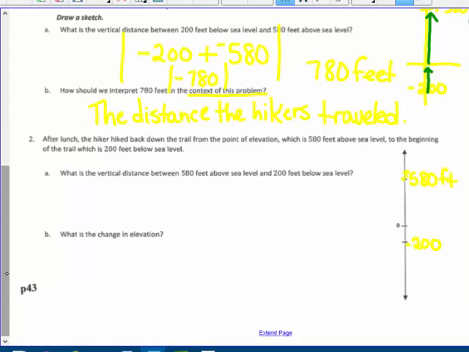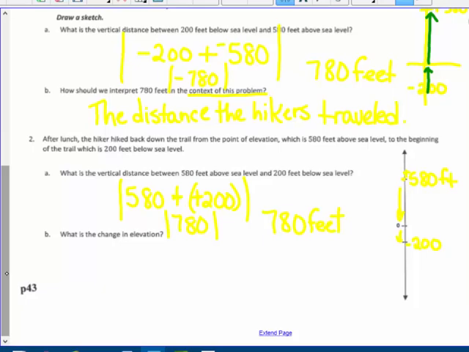So now we're up here, they had lunch, and they're hiking back down, and then going back down to their point, which is below sea level. So 580 minus our negative 200, and put that in the absolute value symbol. So we know that we're going to change this to add the opposite. So we're going to add those numbers together, and we get 780's absolute value, which is, yes, the same distance is covered going down the trail.